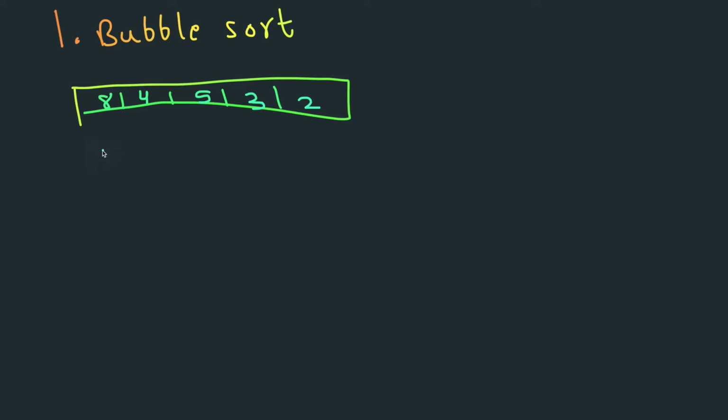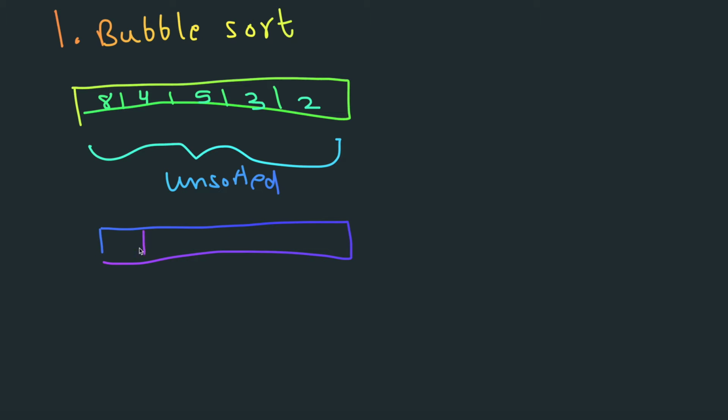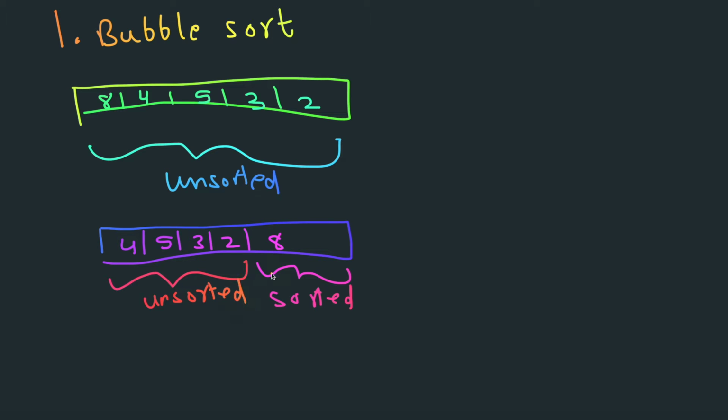Say for this particular example which we are considering, initially, if you can notice, the whole array is unsorted. After the first scan of this unsorted array using bubble sort, the array becomes 4, 5, 3, 2, 8. So the sorted part of the array after the first scan increases in length to 1, and the unsorted part of the array decreases in length to 4, right?